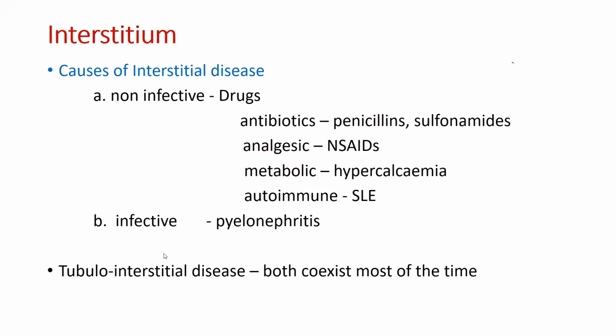And if you can remember the picture I mentioned, your tubules and the interstitium are very close to each other. So most of the time, if any condition affects the tubules, that's going to affect the interstitium as well, and vice versa. If the interstitium is affected, it's going to affect the tubules as well. So you generally call it tubulointerstitial diseases, because most of these conditions coexist together.